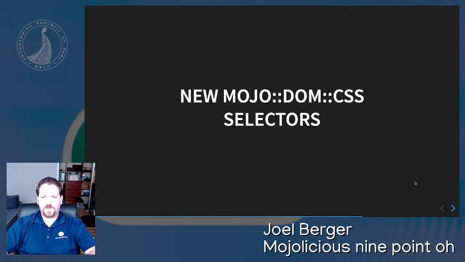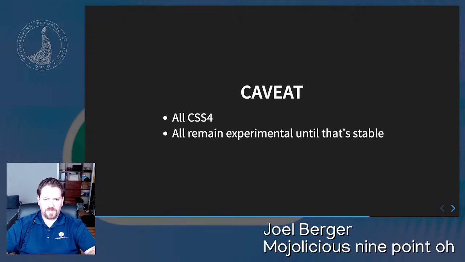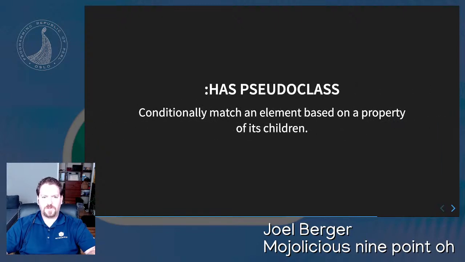I'm really excited about some new Mojo DOM CSS selectors. Note that these selectors are all CSS4, so until CSS4 is stable, we're calling these experimental, but hopefully they stay around. The first one is the has pseudo class. So has lets you conditionally match an element based on a property of its children.